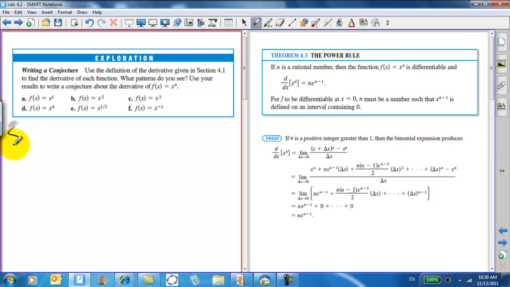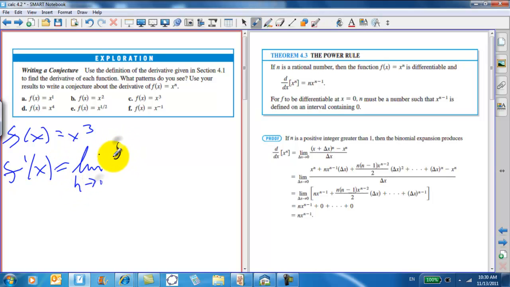With f of x equals x cubed, we can look at the definition of the derivative as this limit as h goes to 0 of f of x plus h minus f of x all over h. All right, we talked about this last chapter. Now let's see how it applies to this rule, f of x equals x cubed.